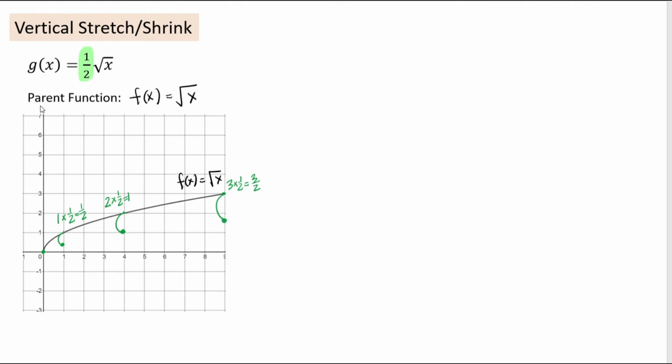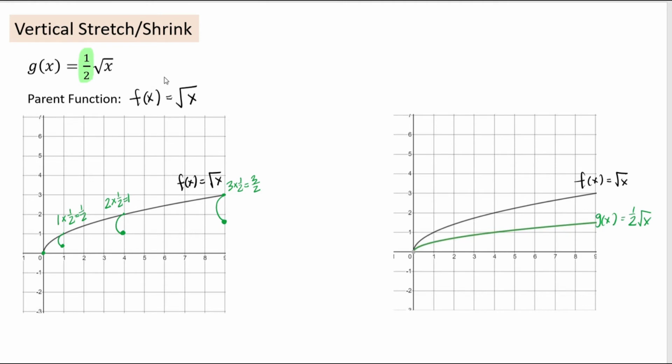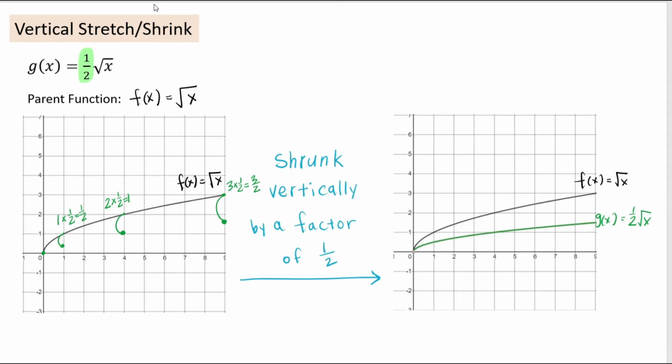We obtain the function g of x is equal to 1/2 times square root of x. G of x is equal to 1/2 times f of x. So the factor of 1/2 shrunk the parent function vertically by a factor of 1/2.